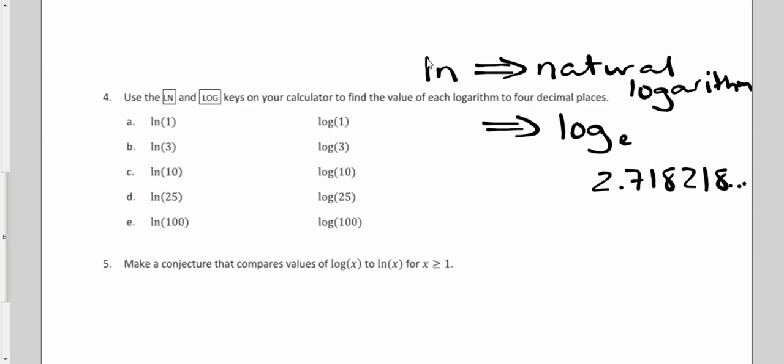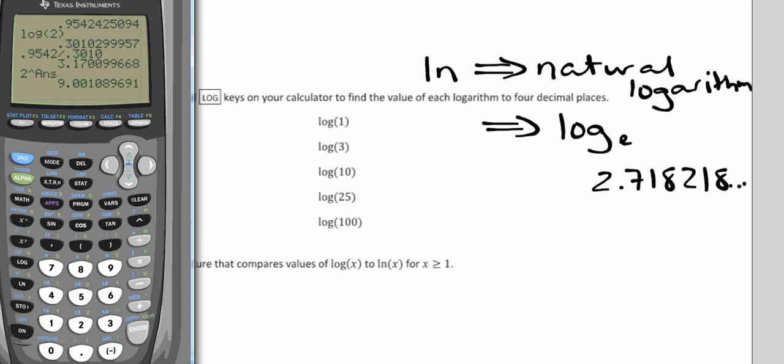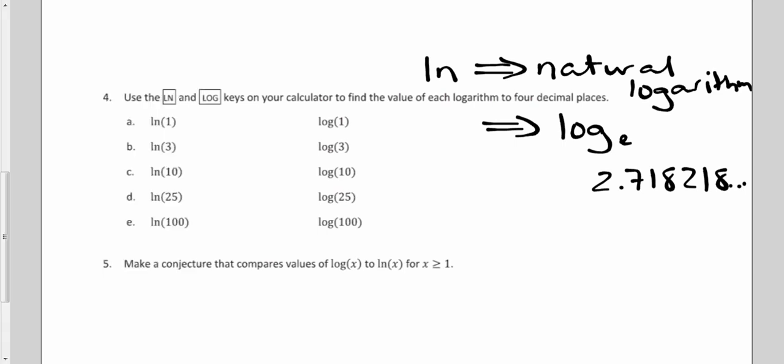But let's do some calculator practice first. We're doing the numbers 1, 3, 10, 25, and 100. So we're doing those 5 numbers, and we're going to find out what those values are. Okay, so natural log of 1. I go to my calculator, and I hit the ln button. Again, that stands for natural log of 1. And I hit enter. I'm sorry, not natural log of 0. I get the natural log of 1 equals 0.